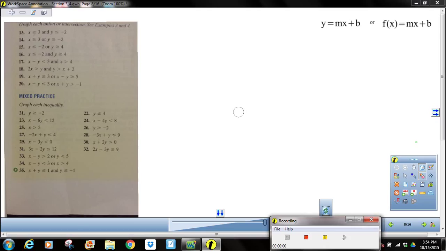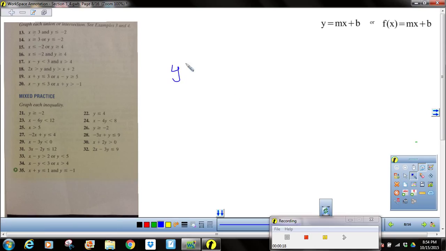Video is to work the even problems on lesson 3.7. This is about graphing linear inequalities with two variables. Some of the first examples I'll do won't have two variables, just have one, but we're still going to graph it on an XY axis. The homework started on number 21. We're going to start on number 22.